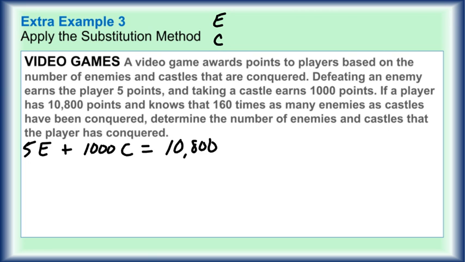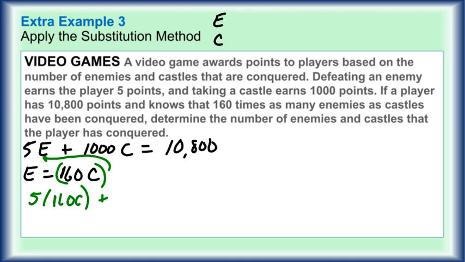The other equation would be if a player has 10,800 points and knows that 160 times as many enemies as castles have been conquered. That means if I take enemies, that would be the same as saying 160 times C. I can now use substitution. So if this is what E is, substitute that in here. And I have 5 times 160 C plus 1,000 C equals 10,800.